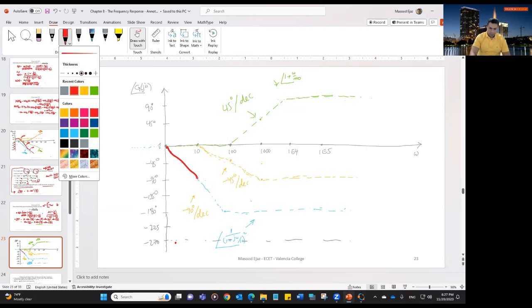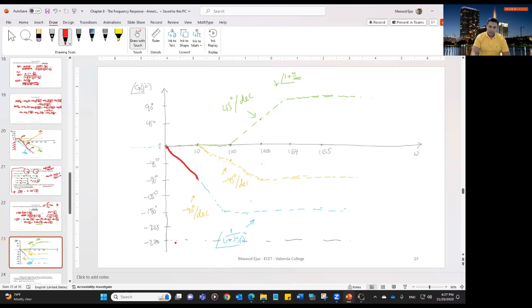And your slope is going to be even faster. So from 10 to 100, and then what is that? It goes up to 100. Okay. So 10 to 100 is going to be negative 45 decibel.